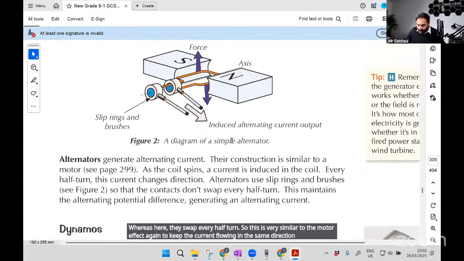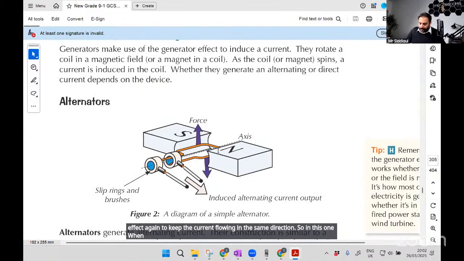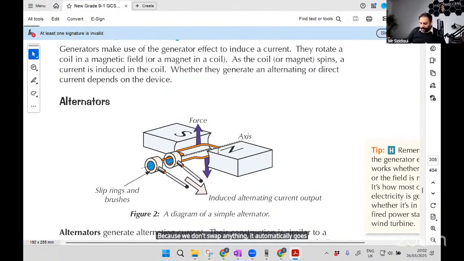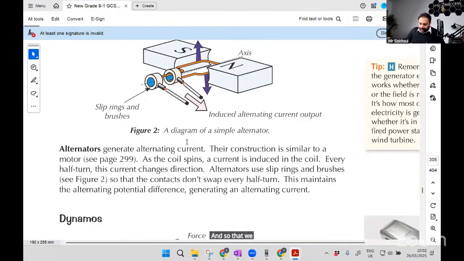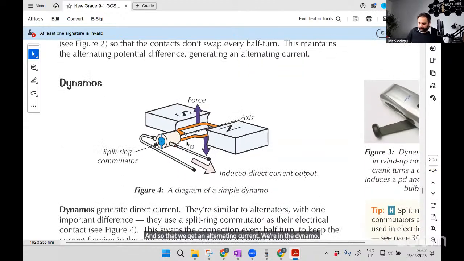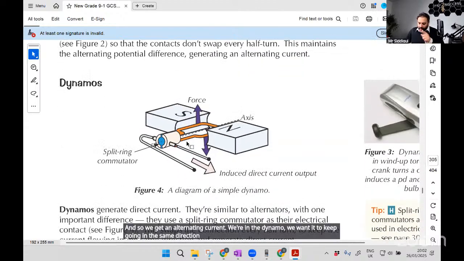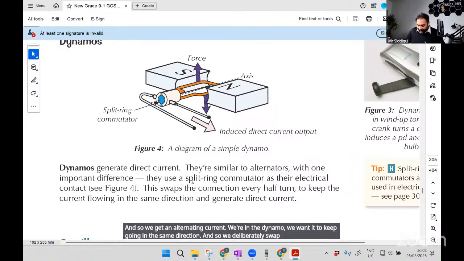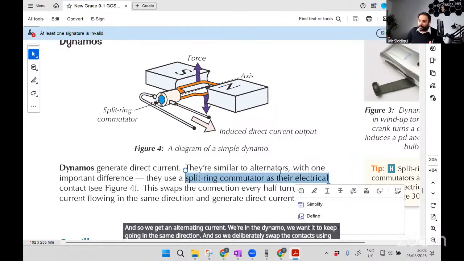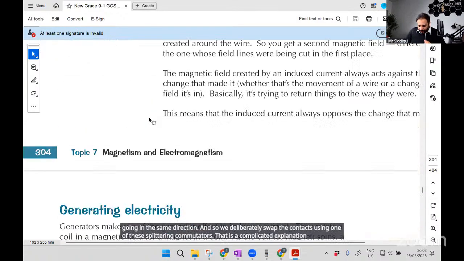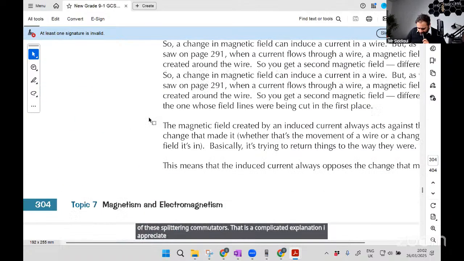So in this one, when it reaches the halfway point, because we don't swap anything, it automatically goes the other way. And so we get an alternating current. Whereas in the dynamo, we want it to keep going in the same direction. And so we deliberately swap the contacts using one of these split ring commutators. That is a complicated explanation, I appreciate. But I'm trying to see if I can say something else about this.